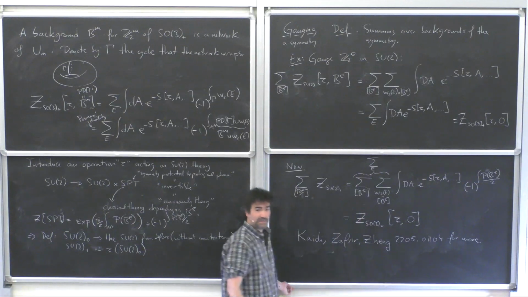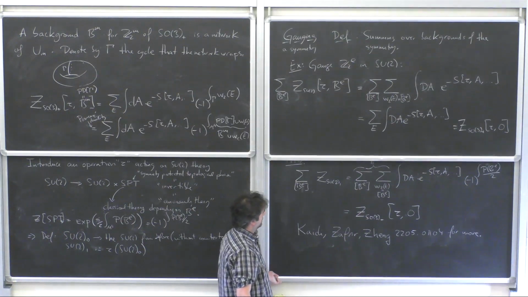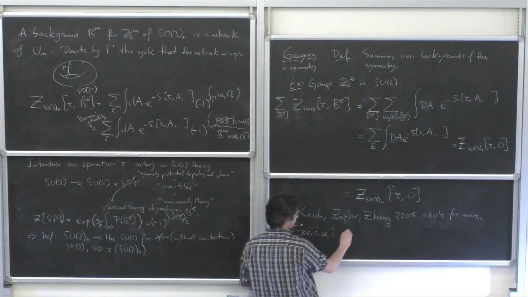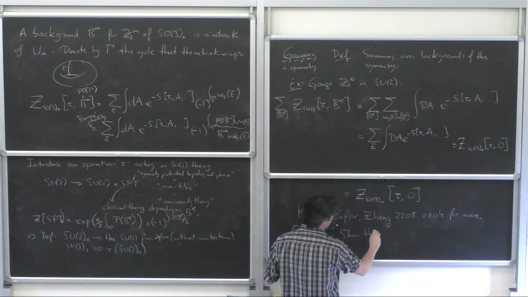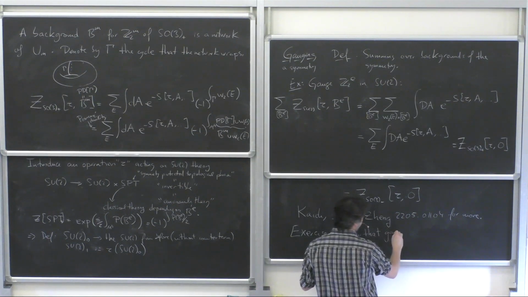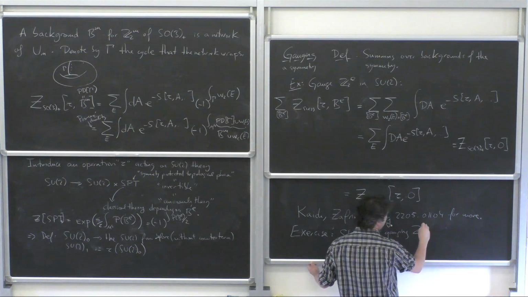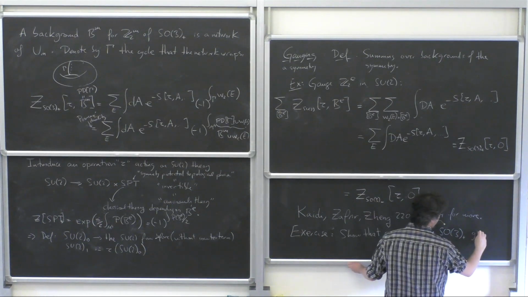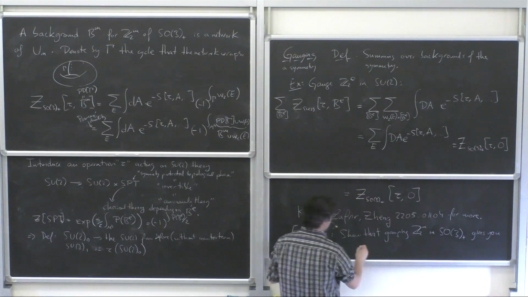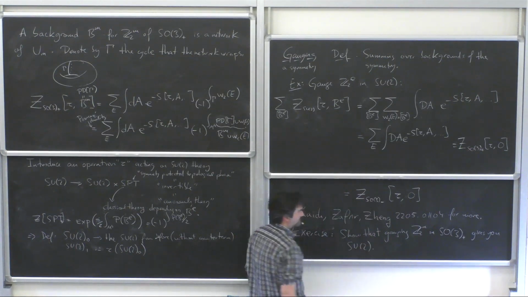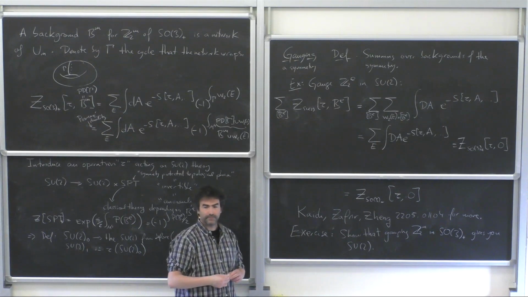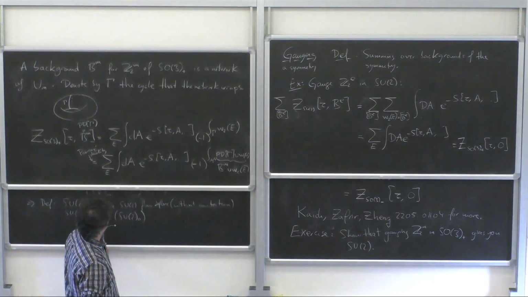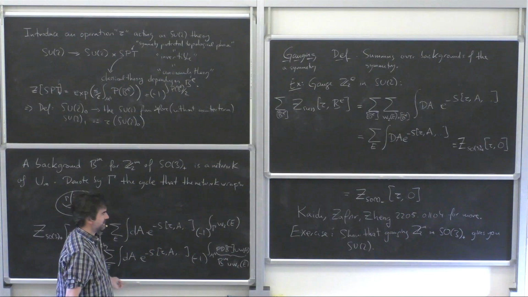For example, one exercise I encourage you to try, to make sure you understand these things properly: show that gauging the magnetic symmetry in SO(3) plus gives you SU(2). So give it a go. And if you have any questions, I'm more than happy to discuss.